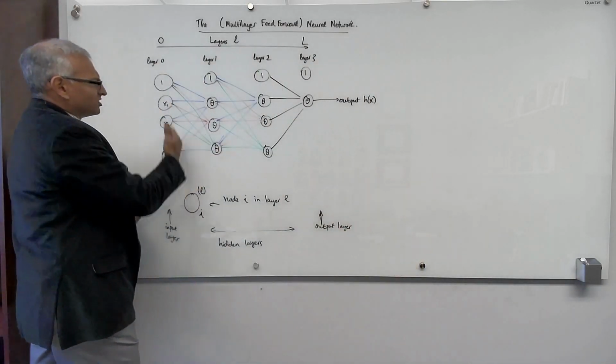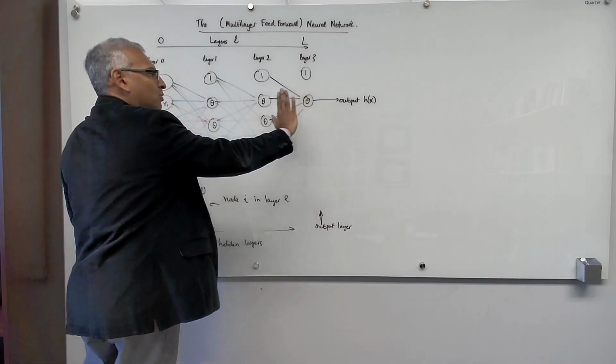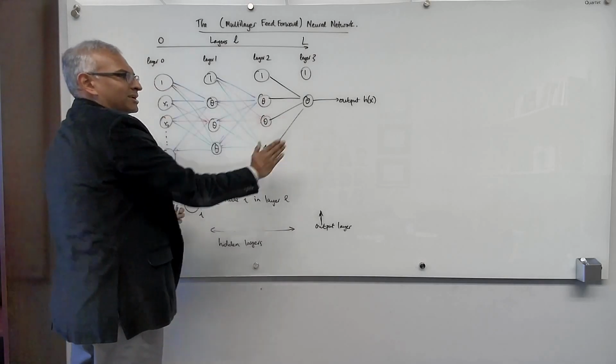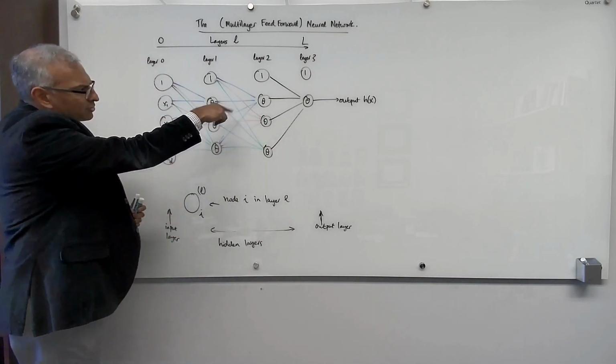But let's simplify. So this is layered, sometimes called leveled. So it's a leveled network, and it's feeding forward. So the inputs feed from the left to the right in the typical way we draw it. Now let's drill down into a single node.